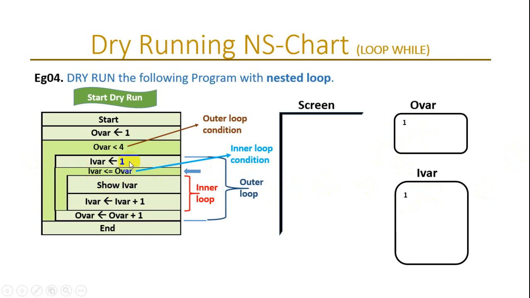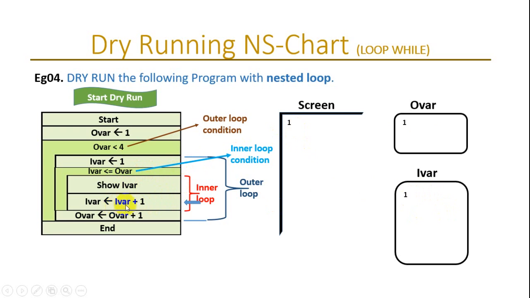So if the condition is true, what happens? It goes into the loop. So when it comes into the loop, it prints the IVAR. IVAR is 1. So 1 will be displayed, right? Then you go to the next line in the inner loop. We are in the inner loop now, so we are here.